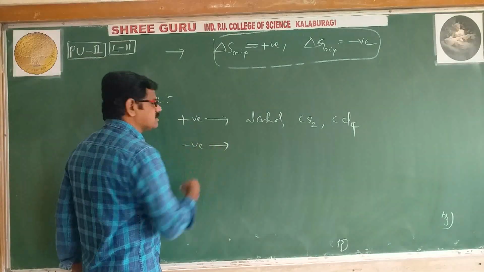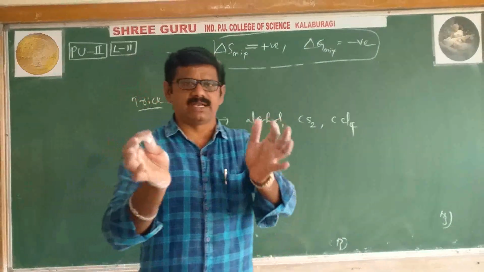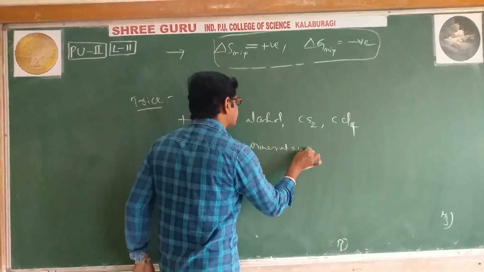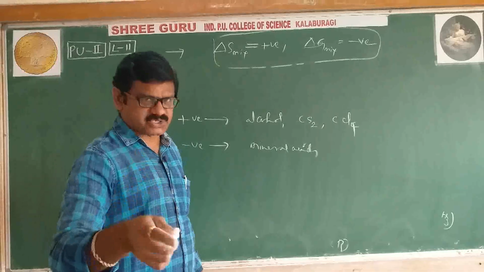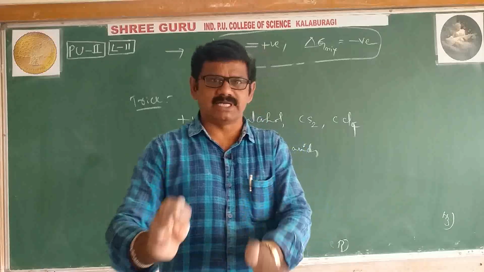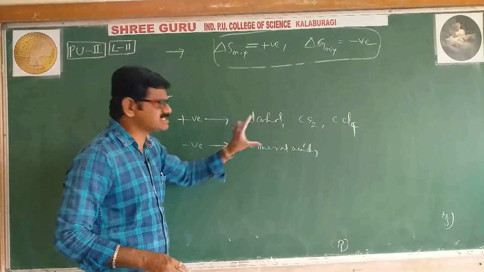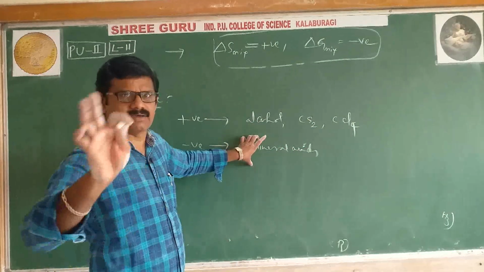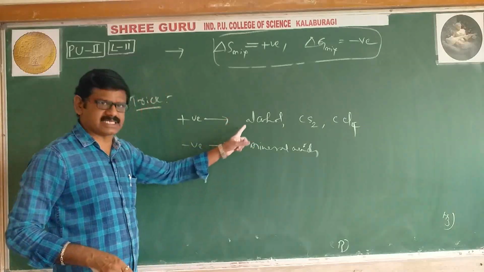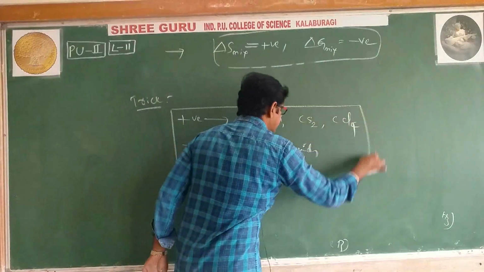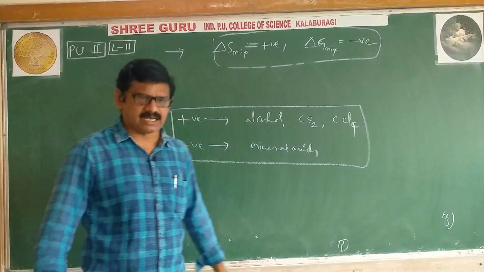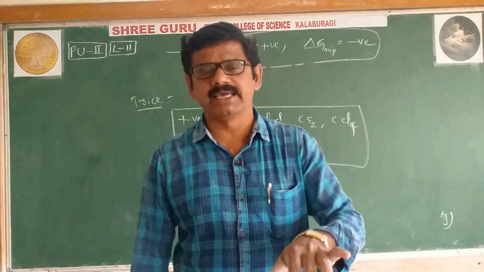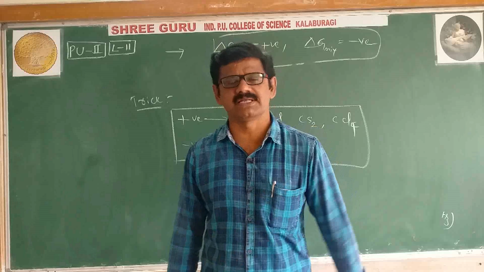For negative deviation, in maximum cases your example contains mineral acids, like inorganic acids such as HCl, H2SO4, HNO3. Maximum we can say that it is a negative deviation. It's just a trick. It is not 100% applicable, remember. With the help of this we can somewhat identify which is a positive deviation example and which is a negative deviation example. With this, ideal as well as non-ideal solutions are completed, and non-ideal, which includes positive and negative deviation, is also completed.